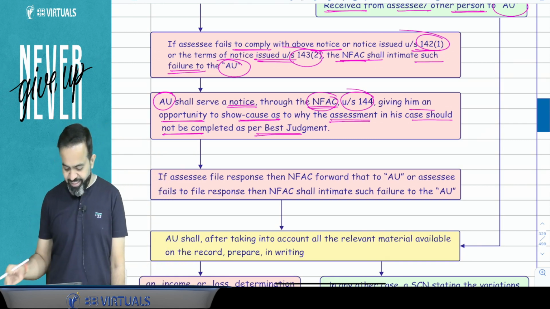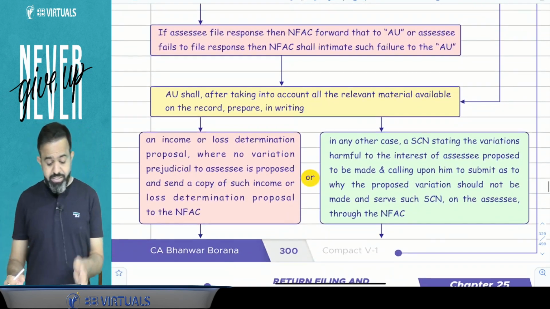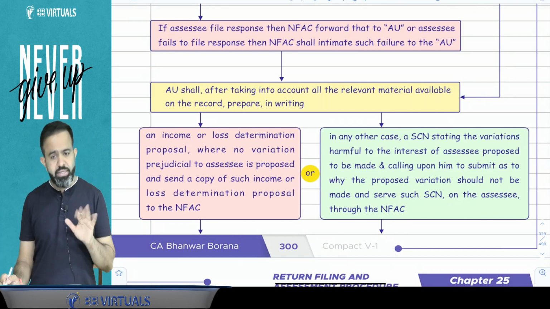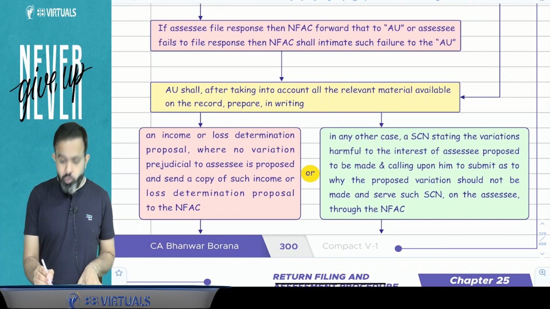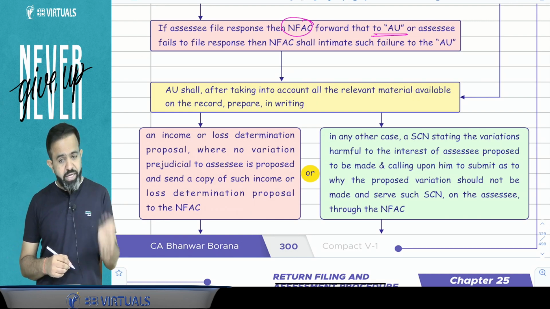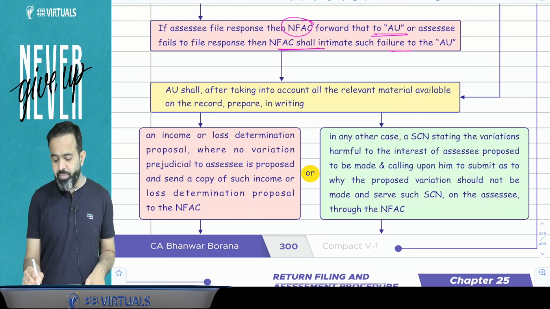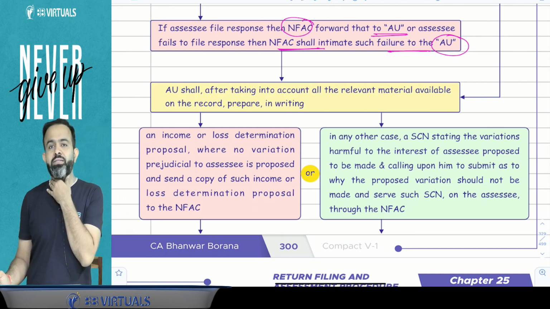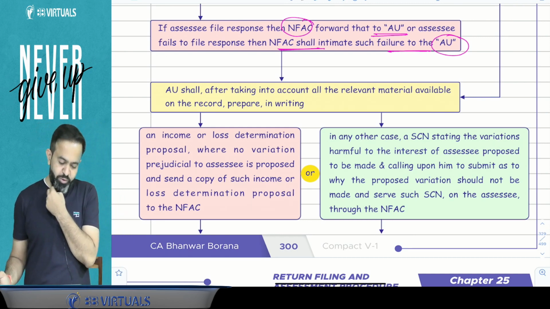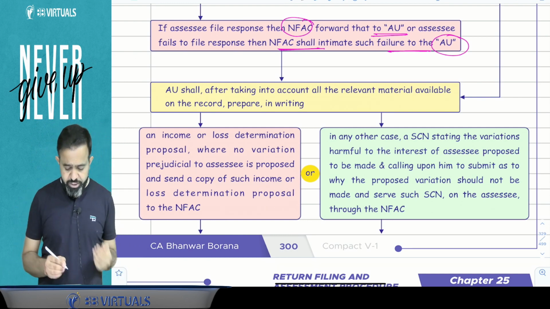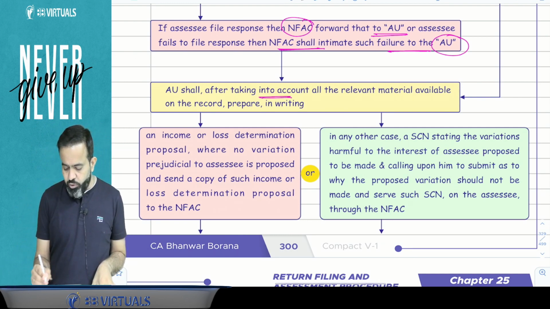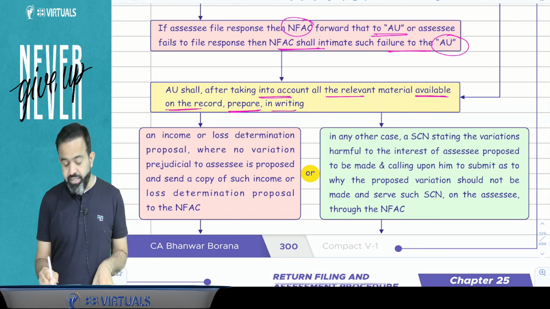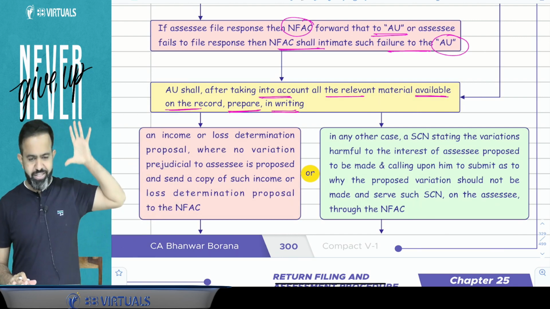Now guys, next part. If the assessee files a response to that show cause notice, then NFAC forwards that to the assessment unit. But if the assessee fails to file the response, then NFAC shall intimate such failure to the assessment unit. Here NFAC will communicate to the assessment unit that the assessee is not replying at all. Now what will happen? The assessment unit shall, after taking into account all the relevant material available on record, prepare in writing. Means after considering everything.